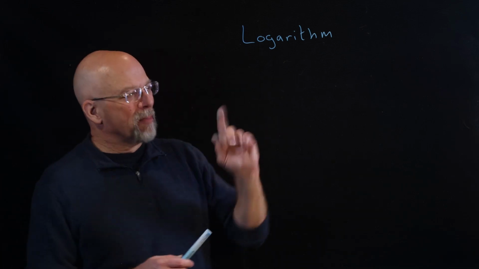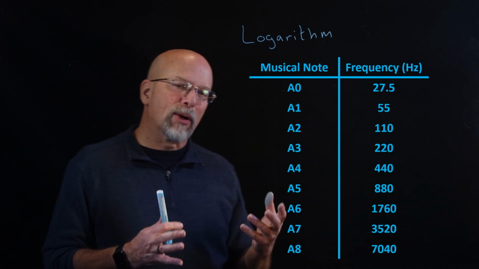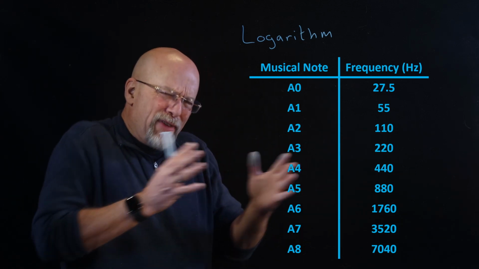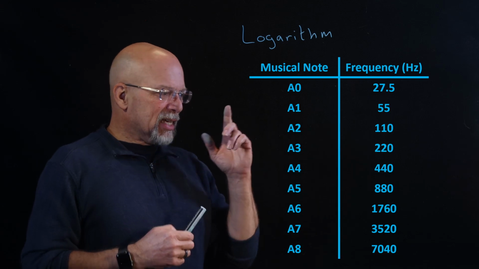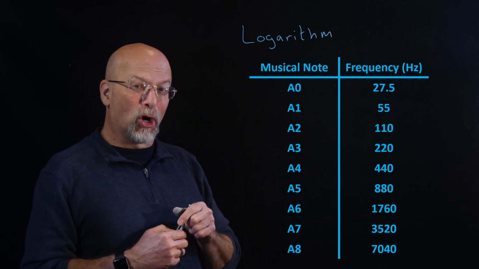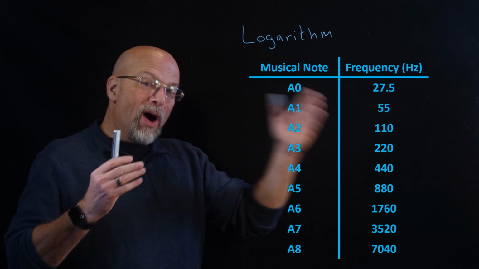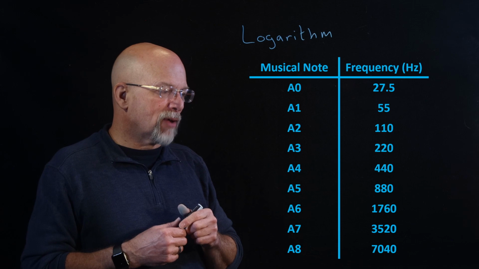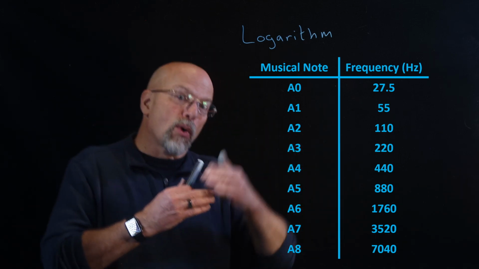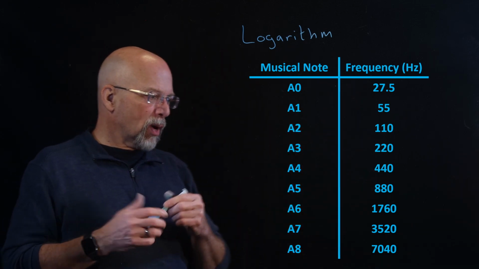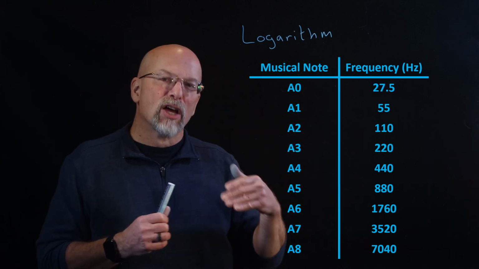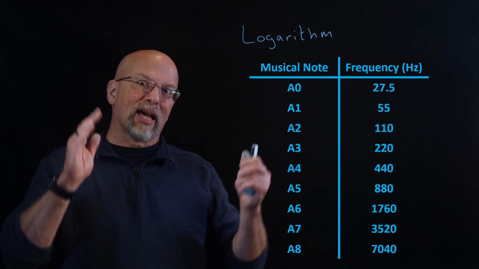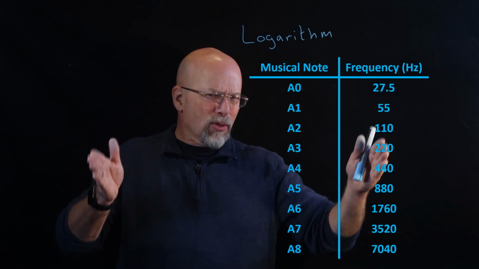Let's do another example. This table right here shows you the different frequencies for the different notes of A. The very lowest A on the keyboard is 27.5 hertz. Now we go one octave up to the next A, and that's 2 times 27.5, or 55 hertz. We double that again to go up to A2, and that gives us 110 hertz. Double that again, 220, double that again, you get to the middle A, 440.